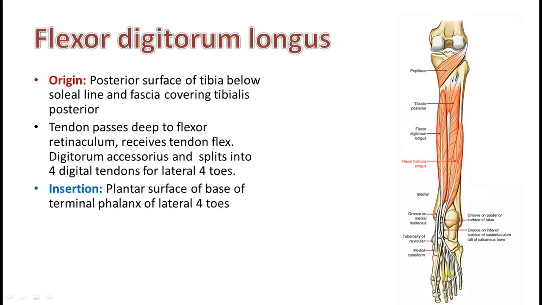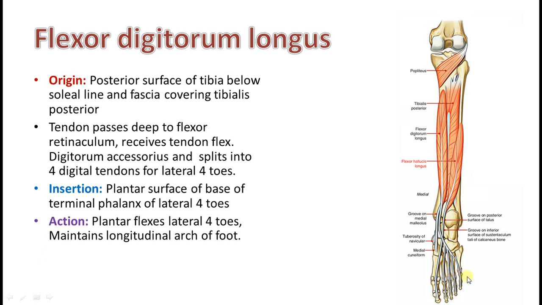Then these tendons will again be pierced by the tendons of the flexor digitorum brevis. Action: plantar flexion of the lateral 4 toes, and it also maintains the longitudinal arch of the foot. Prior to its insertion, it receives the flexor accessorius, so that alters the line of pull of this muscle.